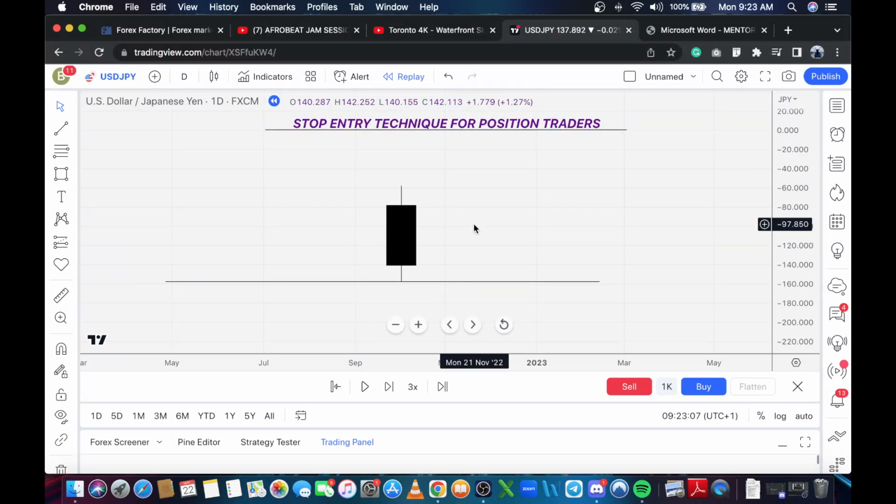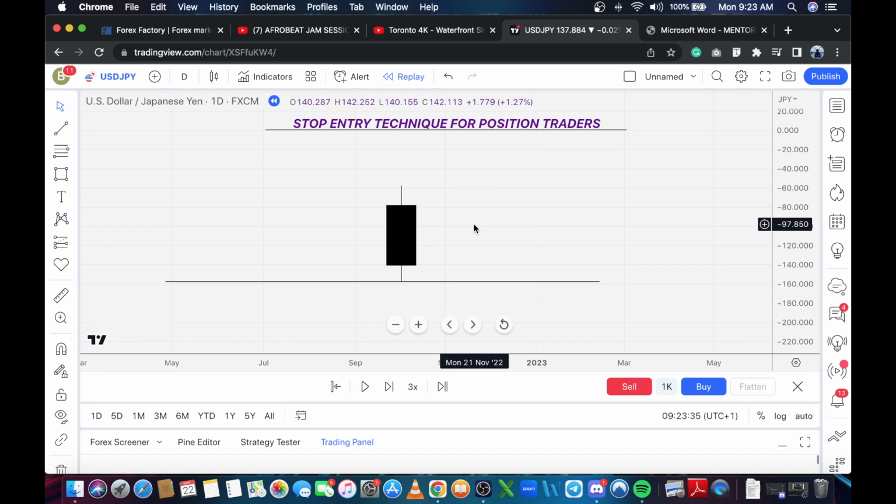On today's lesson, we're going to be talking about stop entry technique for position traders, and this essentially is going to cover an entry technique. So we're covering two entry style techniques. The first one is a stop entry technique, and this is for position traders and swing traders, and the second one would be a limit entry technique for also position traders and swing traders.